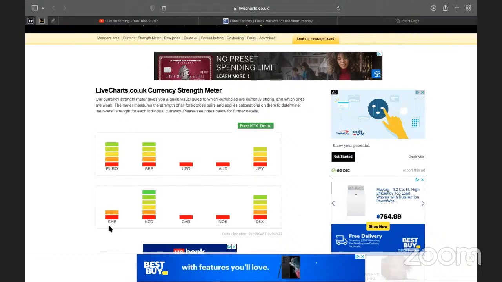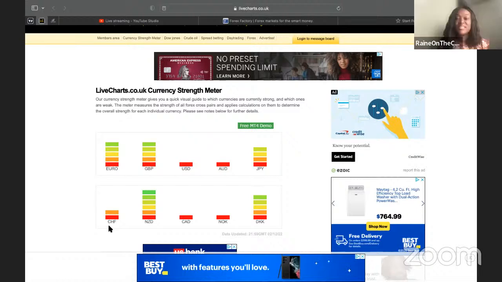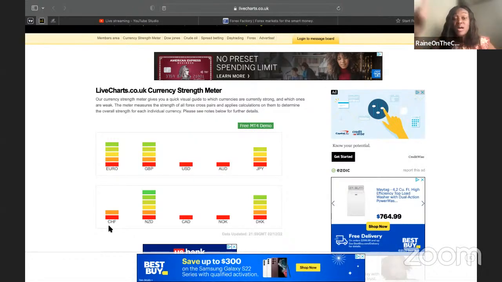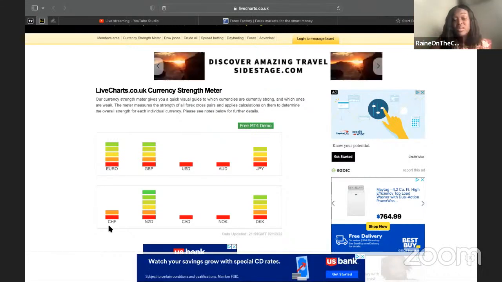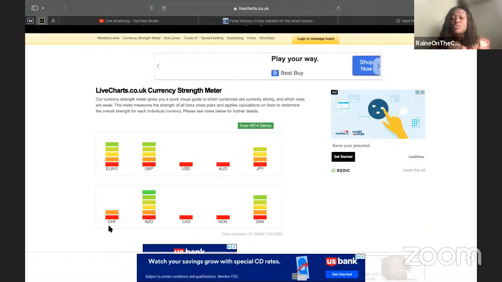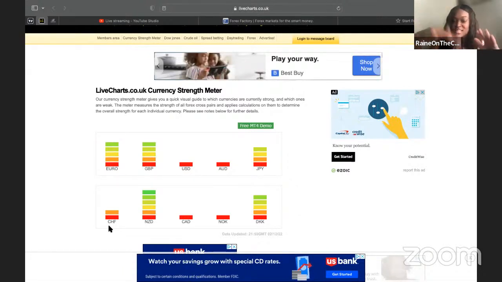A sell. Thank you, Jamel. Yes, that would be a sell because currency one, USD, is actually weaker than currency two, CHF. But if you notice, there's not too much difference. So when it's like that, I will leave it alone.